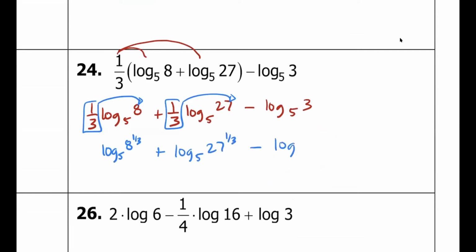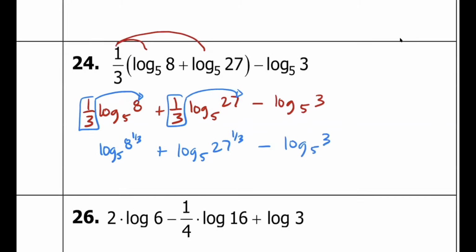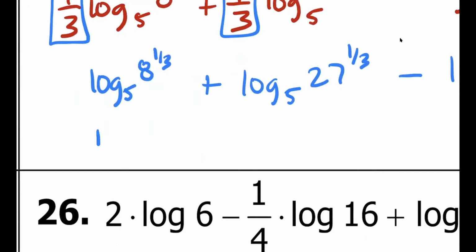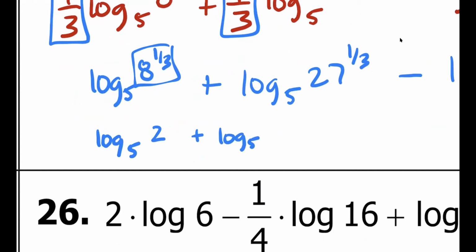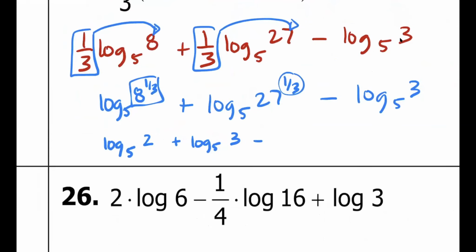Minus log base 5 of 3. And so if you remember this, log base 5 of 8 to the 1/3 becomes 2, because that's the cube root of 8, which is 2, plus log base 5 of 3, because this means cube root, and the cube root of 27 is 3, minus log base 5 of 3. Okay, still not done. Still have 3 logs.